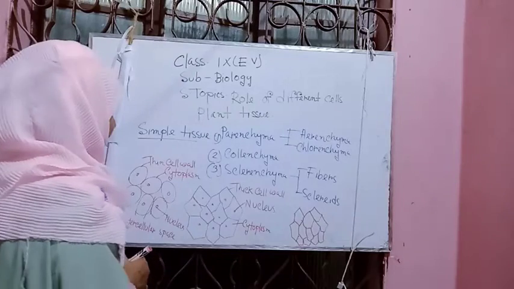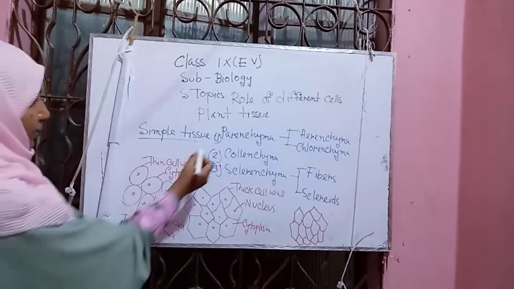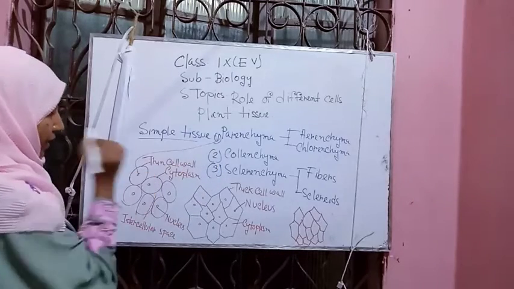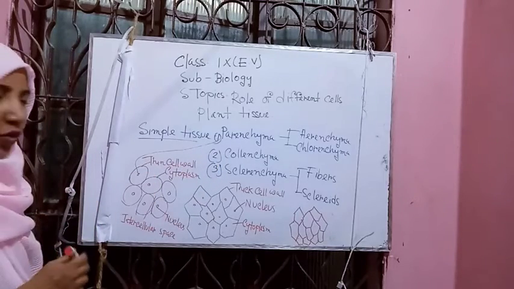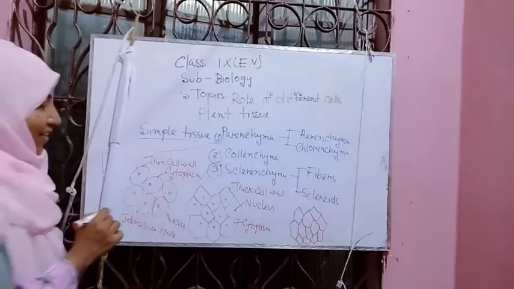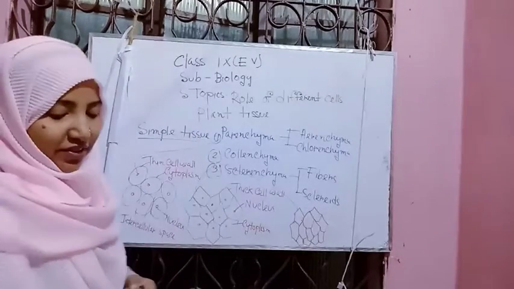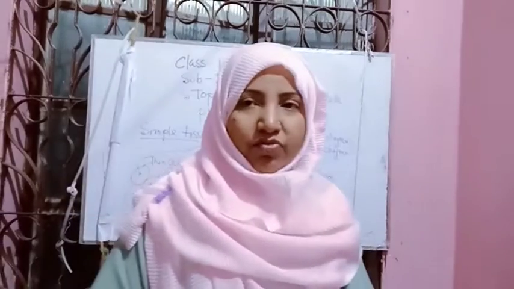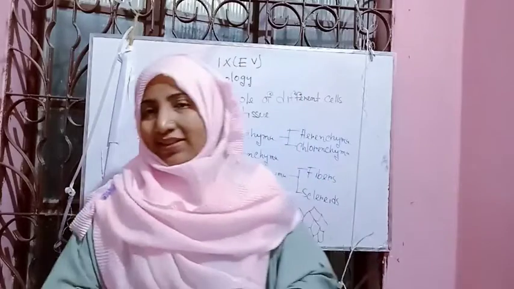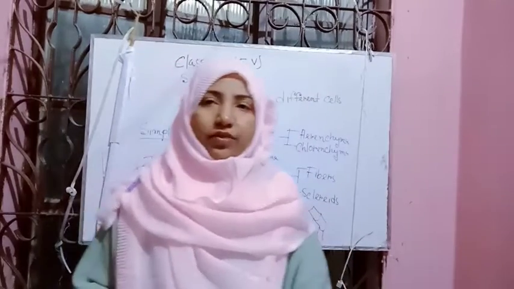Now my dear students, I have also drawn another figure. First is the parenchyma, second is the collenchyma and third is the sclerenchyma. So everyone, see the books. We have selected plant tissue. Now, what is the meaning of tissue?